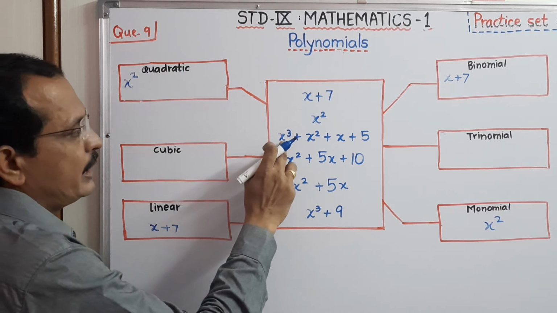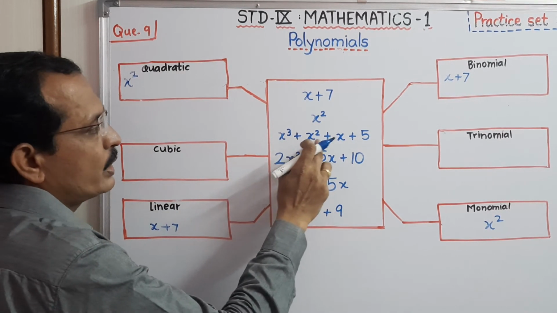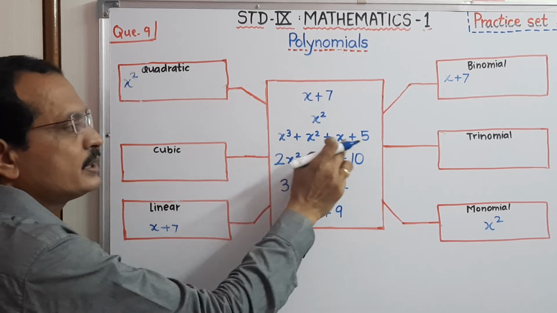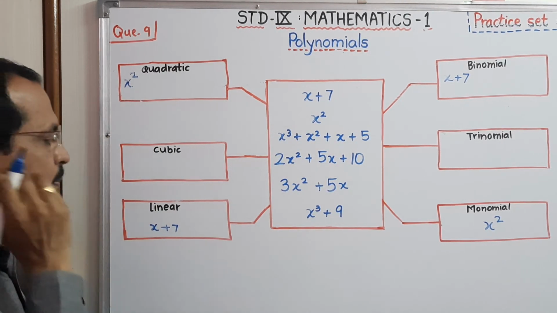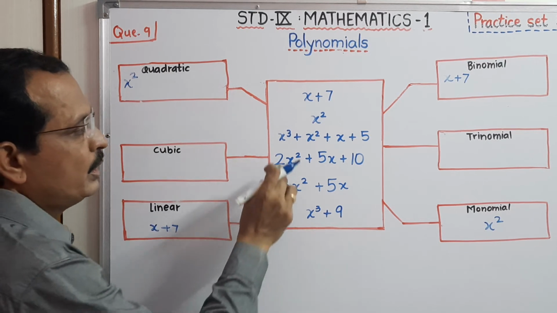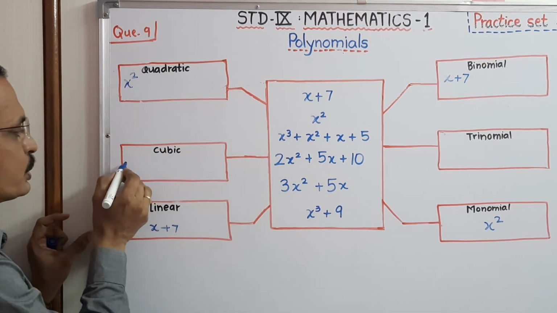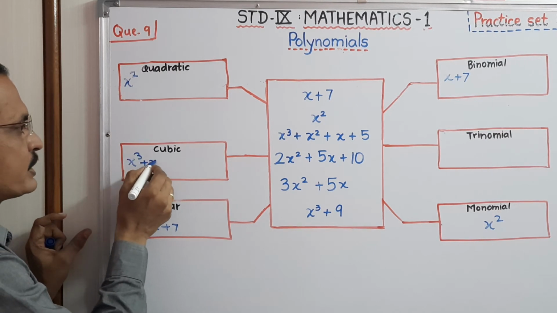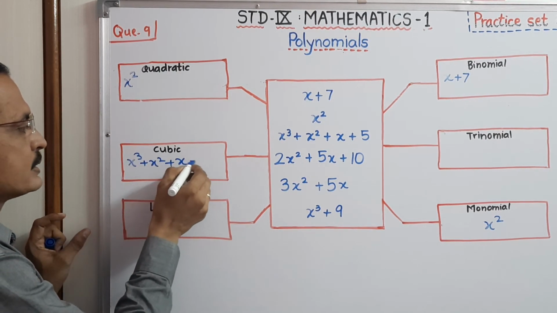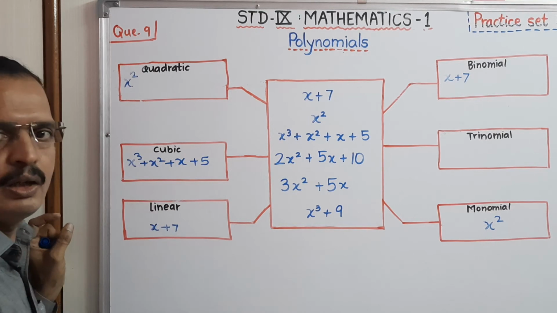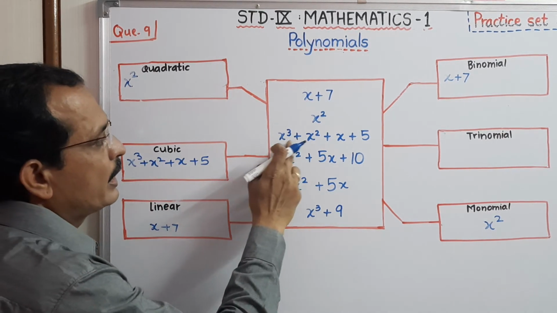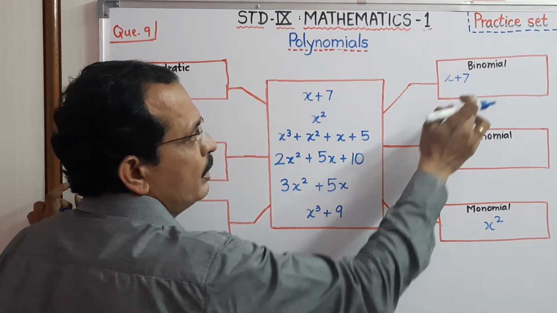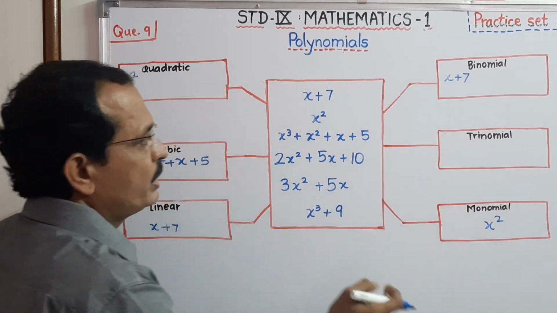Now, what is this? x cube plus x square plus x plus 5. Now see here, the degree is 3. Degree is 3, therefore it is a cubic polynomial. Therefore we write this cubic polynomial here, x cube plus x square plus x plus 5. Now dear student, there are 4 terms, therefore we do not have to write it in binomial, trinomial or monomial.